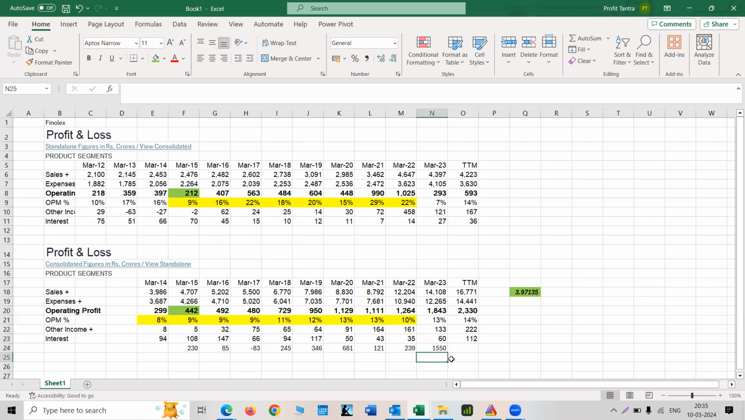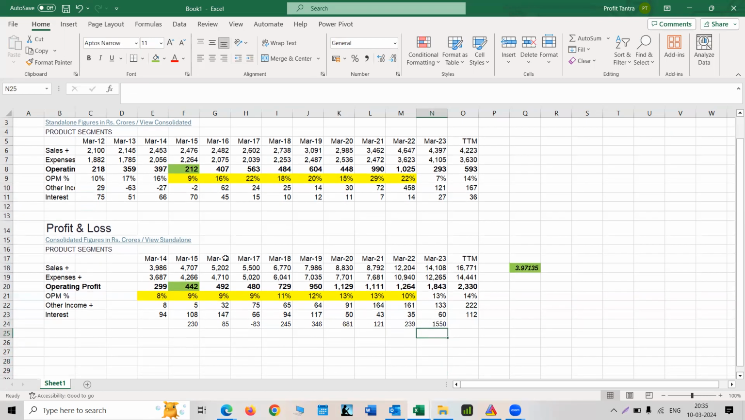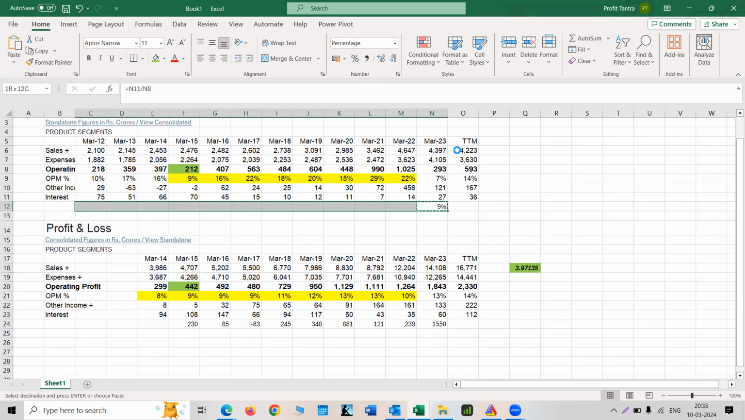Correct. Now let's take interest cost. What is the interest cost based on operating profit? So interest divided by operating profit, percentage. 9%. 9% of operating profit.